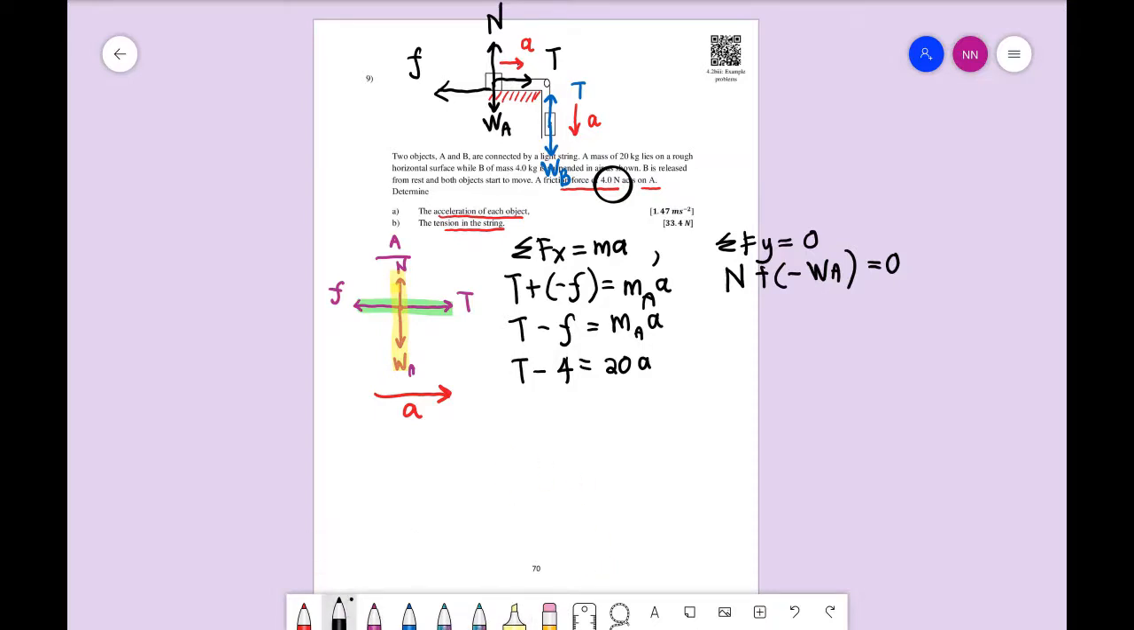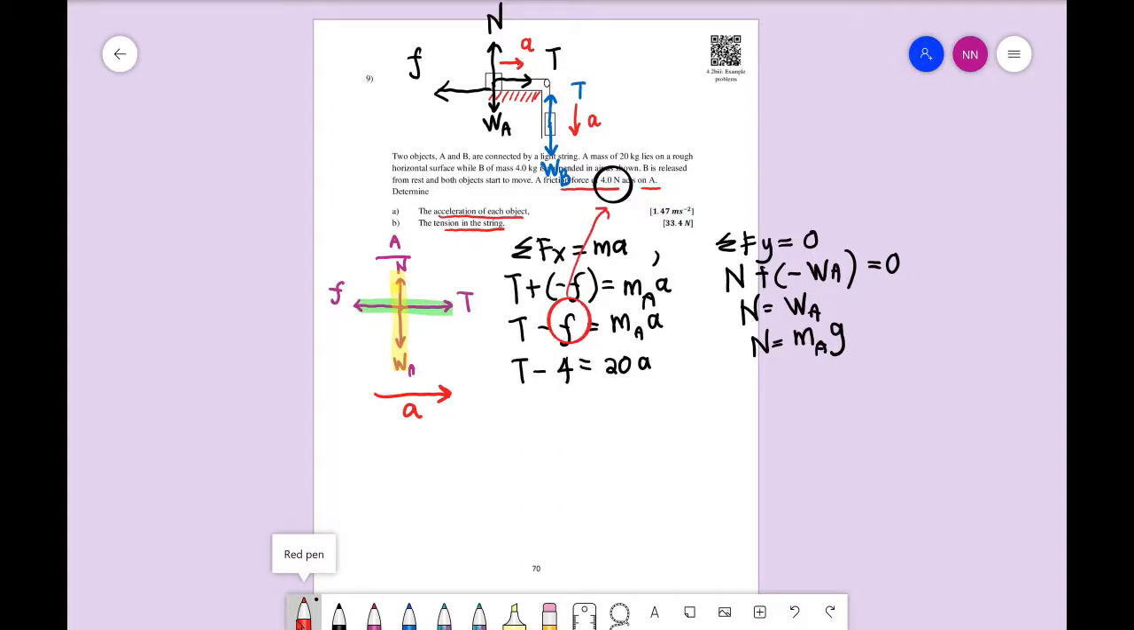Okay. So normal equals weight A, where weight equals mass times gravity, mass of object A times gravity. But we don't use this component because the frictional force is already given. Okay, the value of friction is already given in Newtons.